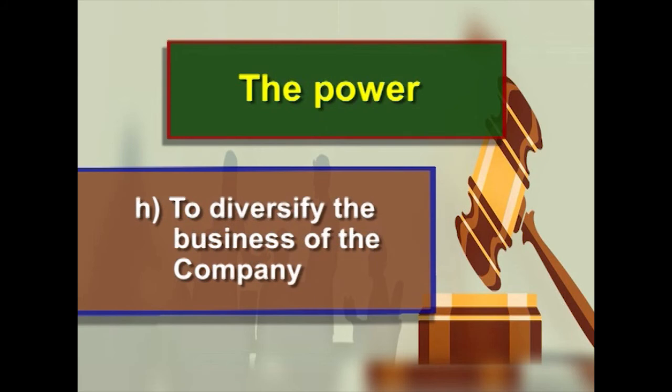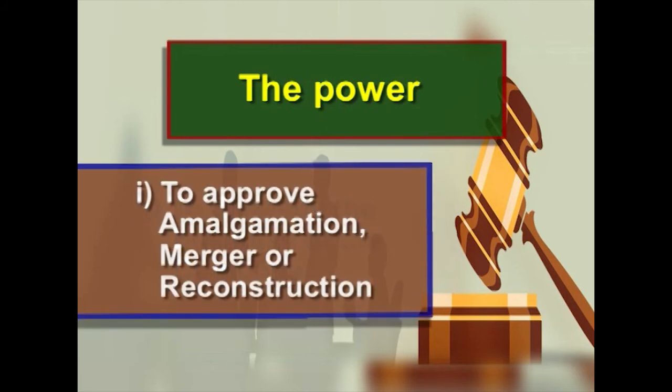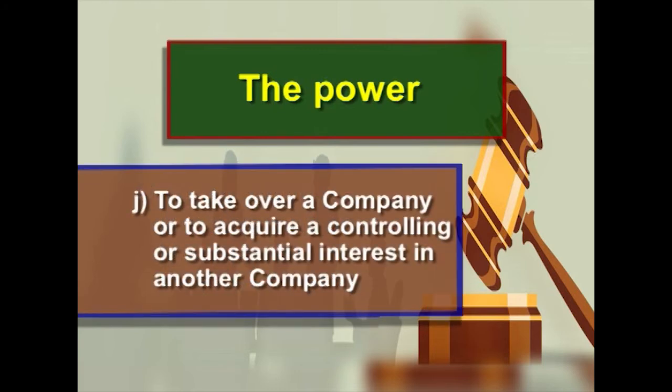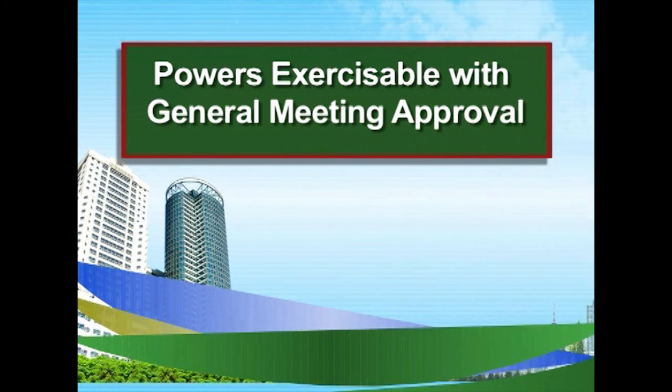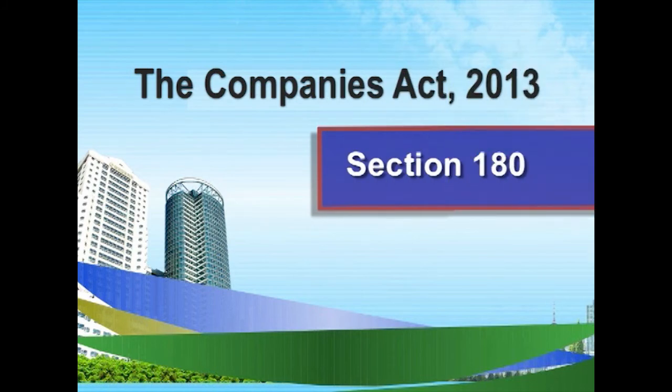To diversify the business of the company. To approve amalgamation, merger or reconstruction. To take over a company or to acquire a controlling or substantial interest in another company. Any other matter which may be prescribed. Powers exercisable with general meeting approval. Section 180 of the Act lays down that the following powers can be exercised by the board only with the consent of the company in general meeting.